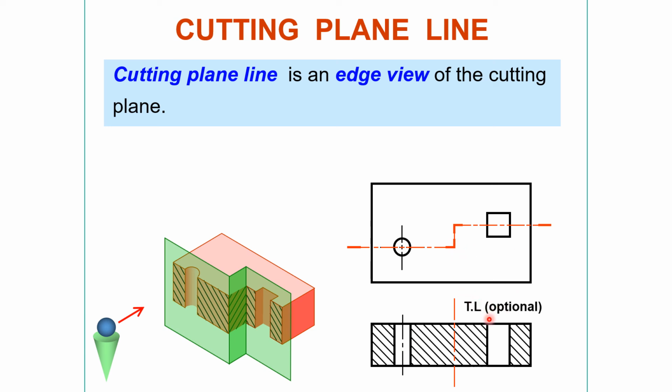You can mention this cutting plane line at the turning point, but it is optional. If you do not mention it, that will be enough for the description. So you do not need to write the turning line here, that is optional.